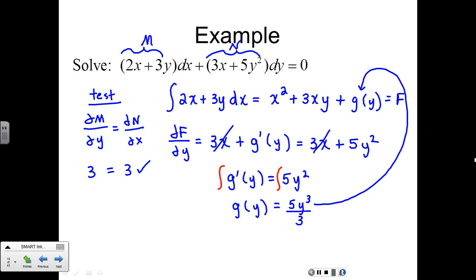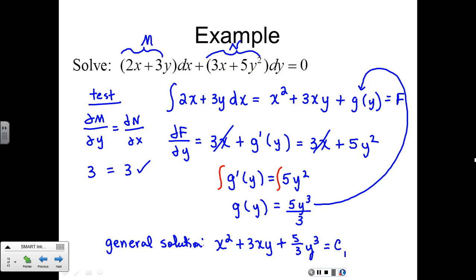So here's your general solution to this equation: x squared plus 3xy plus 5/3 y cubed equals C1. That's the general implicit solution to that exact equation.